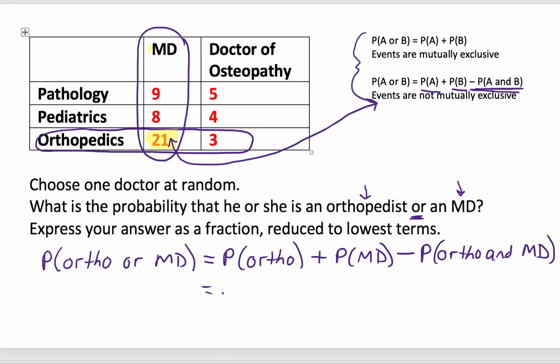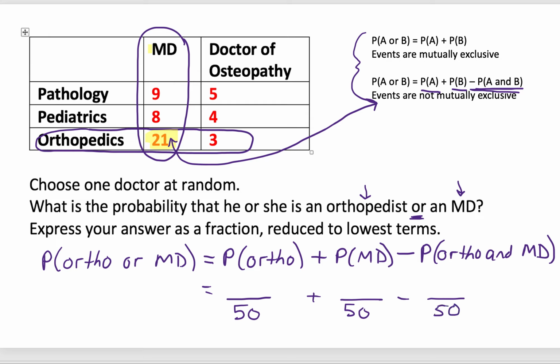Okay, so the first thing I'm going to do is go into my table and add up all of the numbers in the table. So 9 plus 8 plus 21 plus 5 plus 4 plus 3. And so that's going to give me 50. And so that will be the bottom number on all three of these fractions, because remember, on the bottom it's the total number possible.